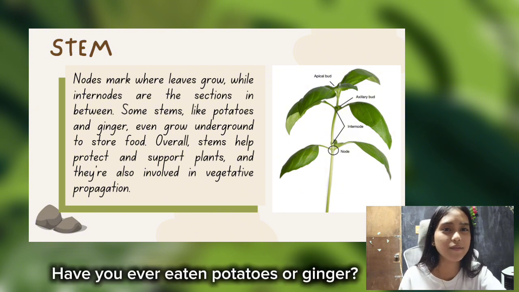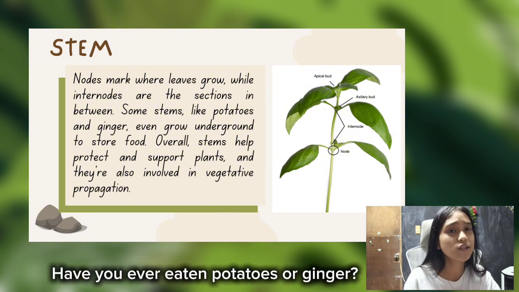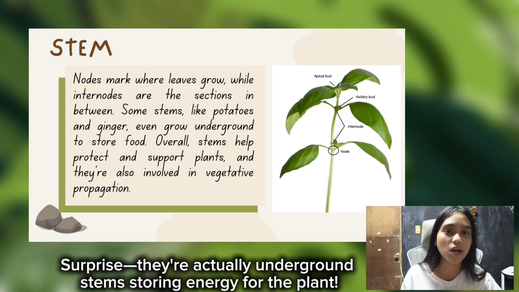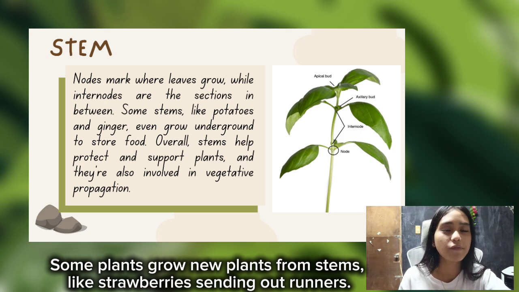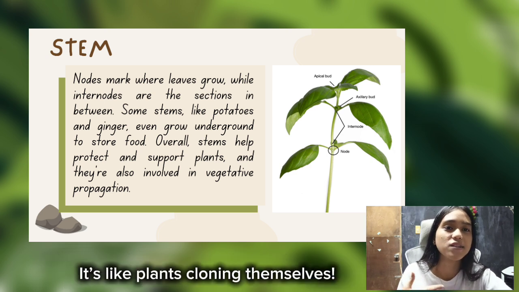Have you ever eaten potatoes or ginger? Surprise, they're actually underground stems, storing energy for the plant. Some plants grow new plants from stems, like strawberries, sending out runners. It's like plants cloning themselves.